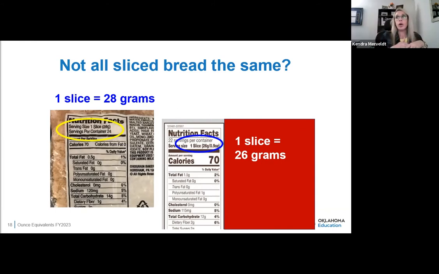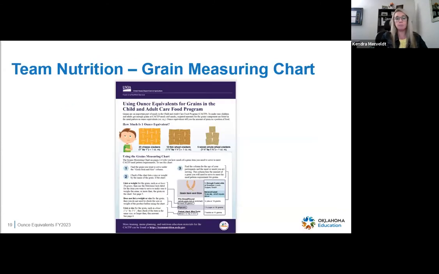We get this question quite often: what bread can you buy? And to be honest with you, you really have to check the nutrition facts label. Sara Lee bread has both 28 gram sliced bread and 26 gram sliced bread. So it's really dependent on what you're buying, because you can have the same brand name that has both. I think sometimes it depends on whether it's whole grain or not, or on how they slice it, if it's a thicker sliced bread. So you really just have to pay attention to the sliced bread that you are purchasing.